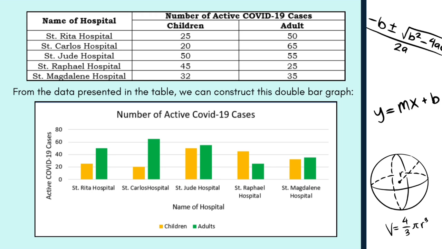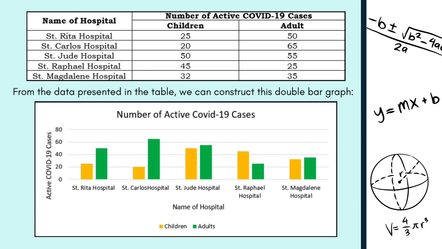Now, so you have here the name of hospital. We have the Santa Rita Hospital, St. Carlos Hospital, St. Jude, St. Raphael, and St. Magdalene Hospital. Number of active COVID-19 patients. So two groups, children and adults. So from the data presented in the table, we can construct this double bar graph.